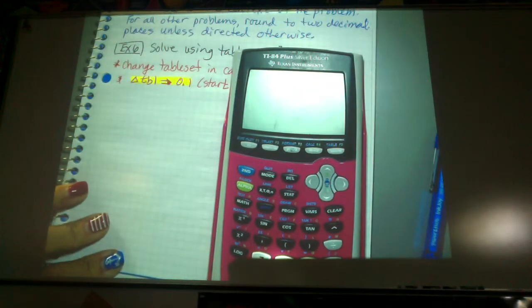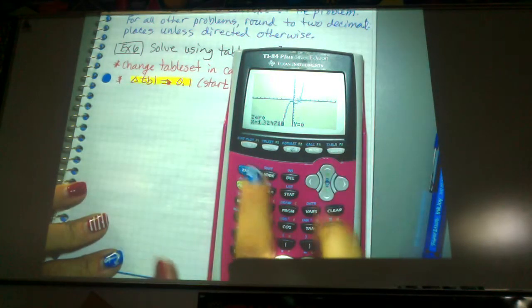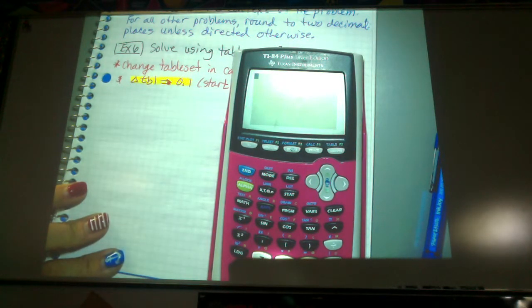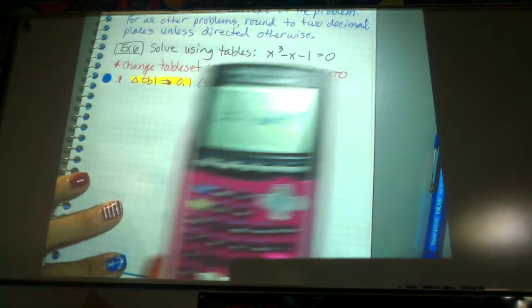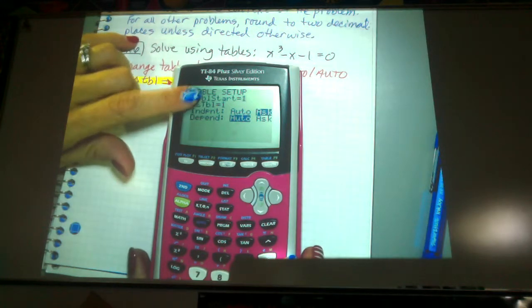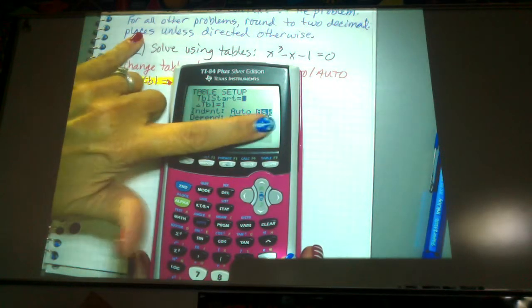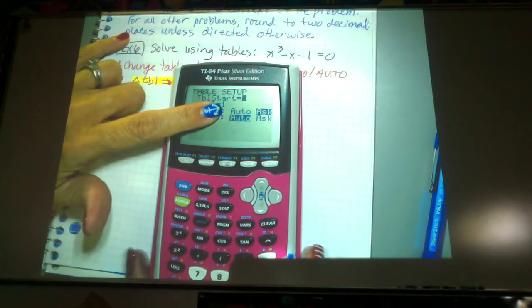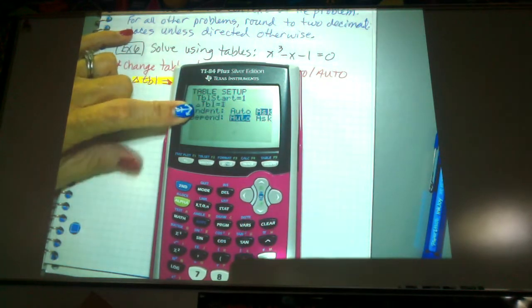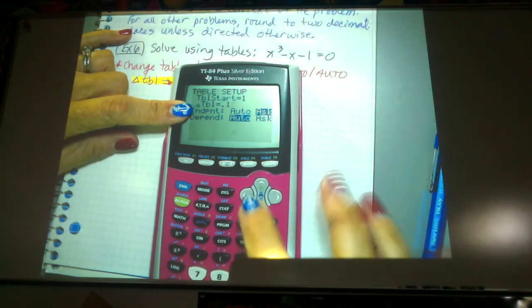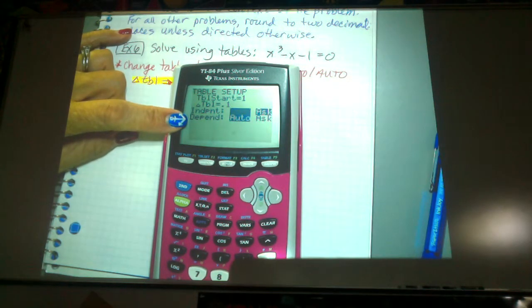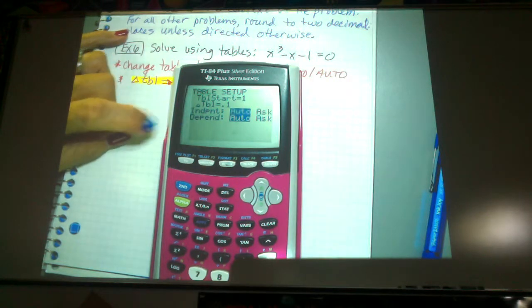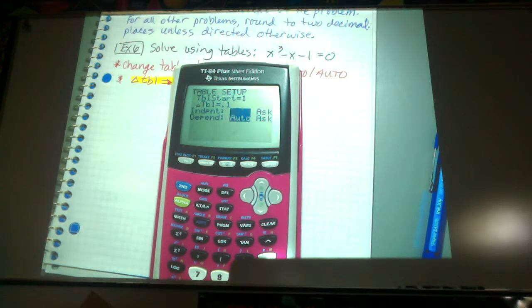All right, so we're going to go into table set. So second, click out of here, and go into second table set. Most of you, your table set will say start at 1, and then this is ask and auto. So we'll still start at 1, that's fine. Change table, let's change that. So scroll down and change that to 0.1. I'm going to go by tenths. And then change this to auto. So click on it and click enter. So all auto should be lit up. So is everybody there?